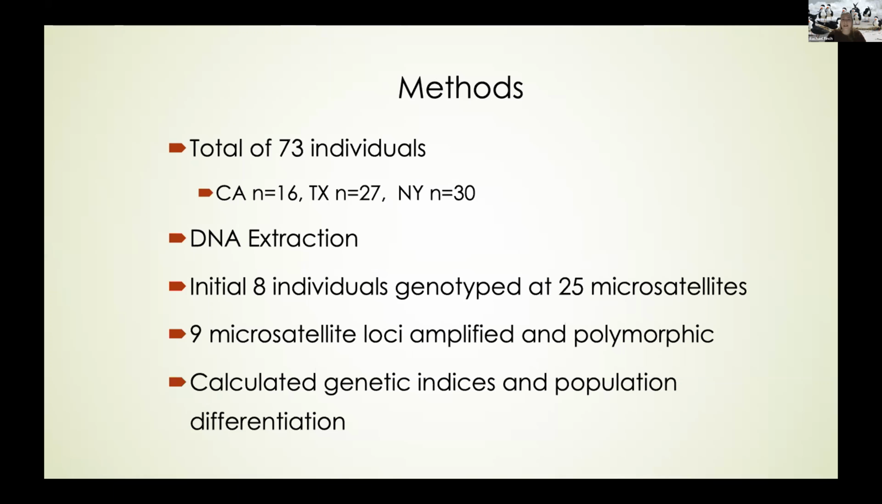We initially used 8 individuals, which we genotyped at 25 microsatellites. And of these 25 microsatellites, only 9 of the loci amplified successfully and were polymorphic, which we then used to genotype all 73 individuals. And it's important to mention that of these 9 microsatellites that we used, 5 of them were used in the South American study. And then after all of our genetic data was collected, we were able to calculate genetic indices and population differentiation.